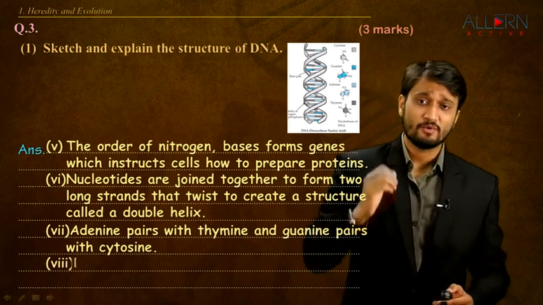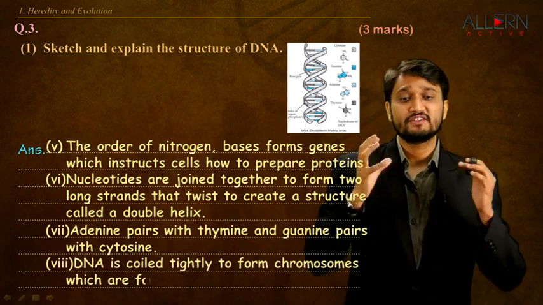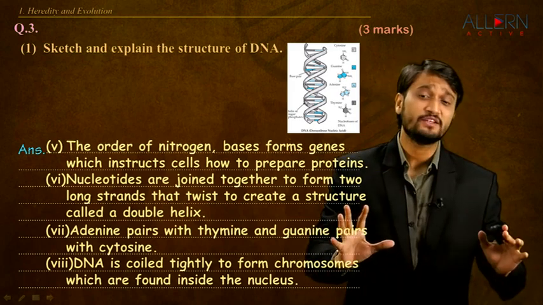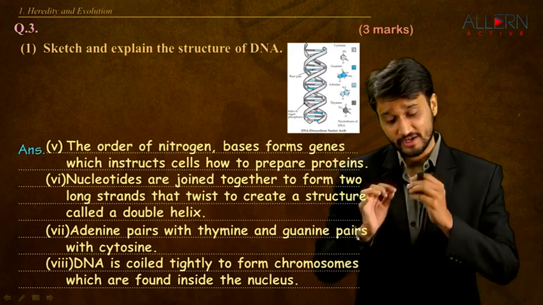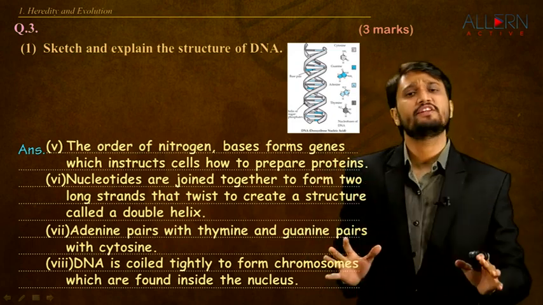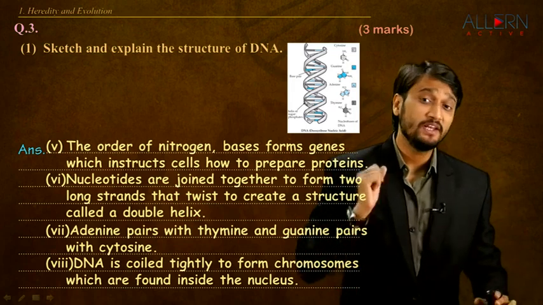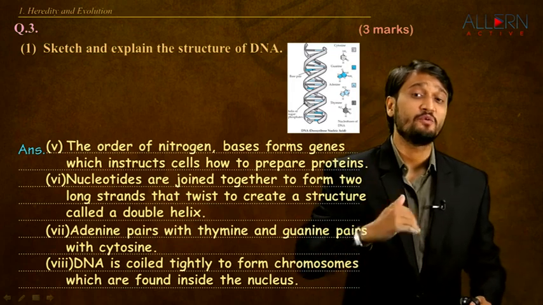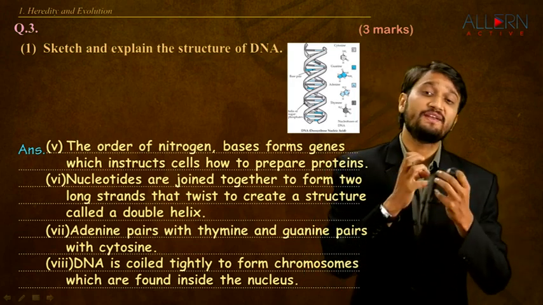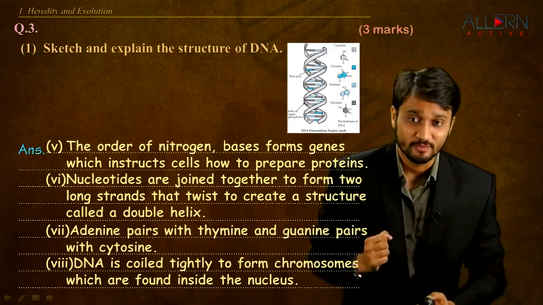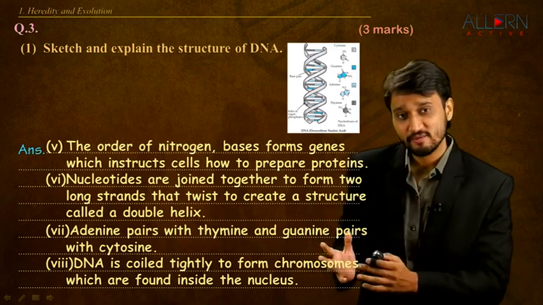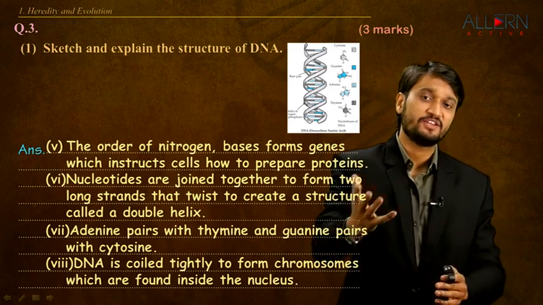And in the last point, we mention that DNA is coiled tightly to form chromosomes. Normally it will be present in the form of chromatin fiber. DNA binds with a few proteins called histone proteins, and they are present in the form of chromatin fiber normally in the cell. But when the cell is going to divide, these chromatin fibers start condensing and become tightly wound structures called chromosomes, which are found inside the nucleus. So that is how you draw the diagram of the DNA, and this is the explanation of the points.